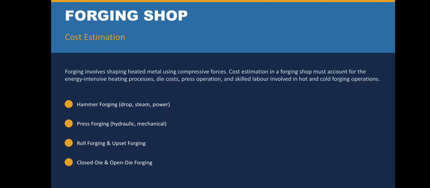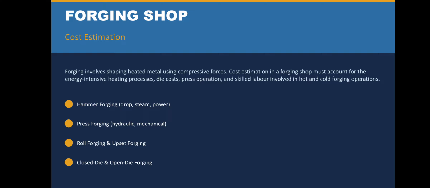So forging involves shaping heated metal using compressive forces. Cost estimation in a forging shop must account for the energy intensive heating processes, die cost, press operation and skilled labor involved in hot and cold forging operations. That means based on the temperature at which forging is carried out, forging can be classified as hot and cold forging operations. So the types of forging include hot forging and cold forging.